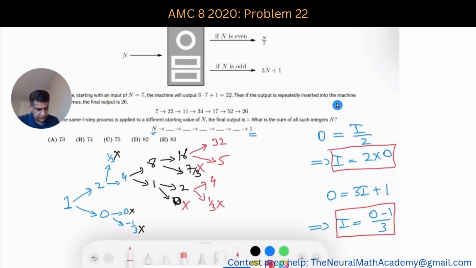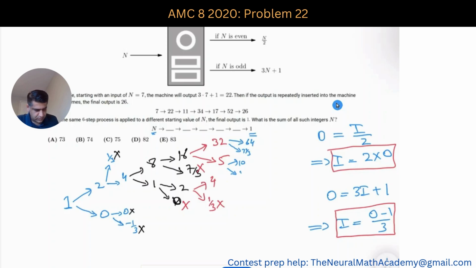Now let's move to the 6th step. So I get 64, and the second possibility that I get is 32 minus 1, that is 31 over 3. From here I get 10, and also I get 4 over 3.